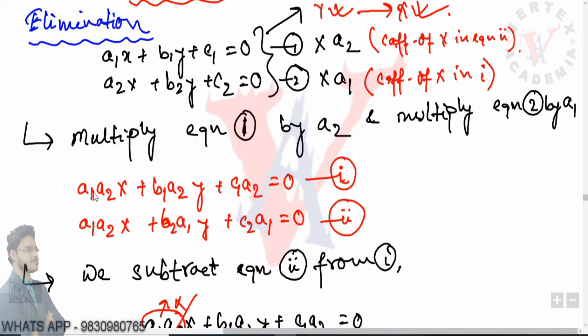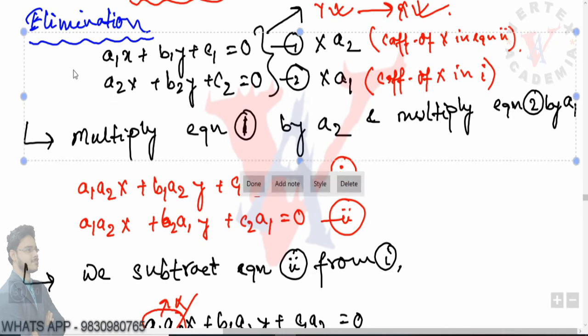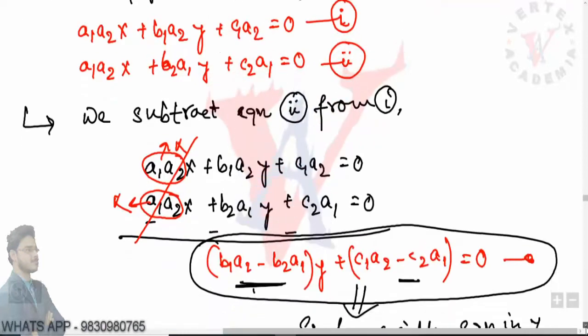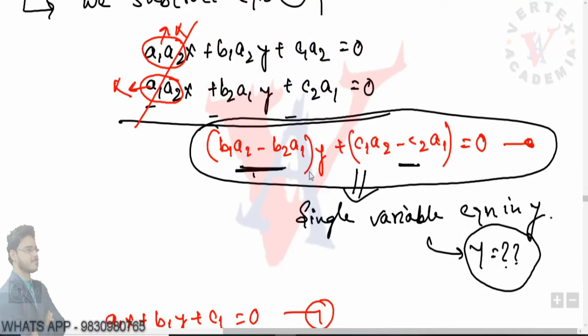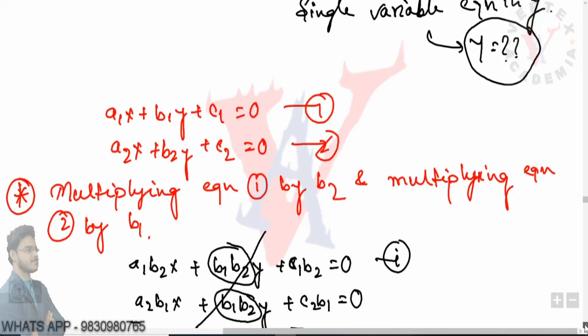So in the first case, by multiplying the coefficient of x in the first equation to the second equation, and the coefficient of x in the second equation to the first equation, and then finally subtracting them, leads us to an equation which is purely of the format of a single variable equation in y. From there we get the value of y, substitute the value of y in any of the equations and we get the value of x.